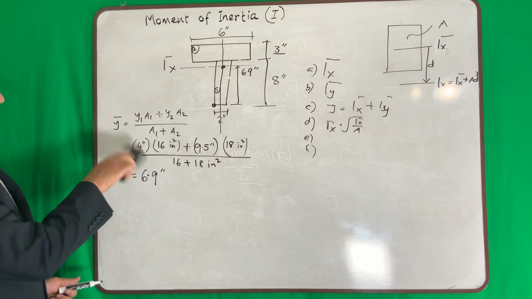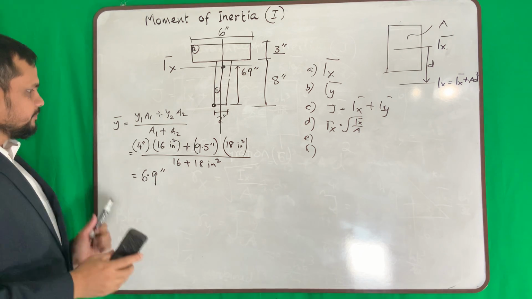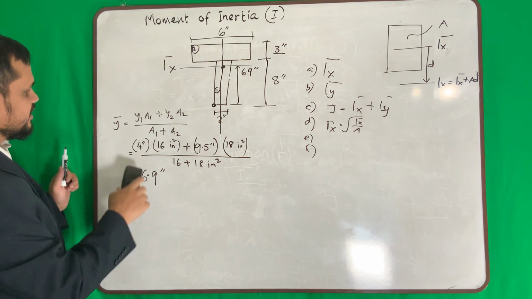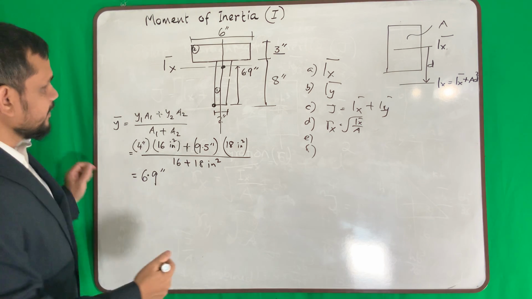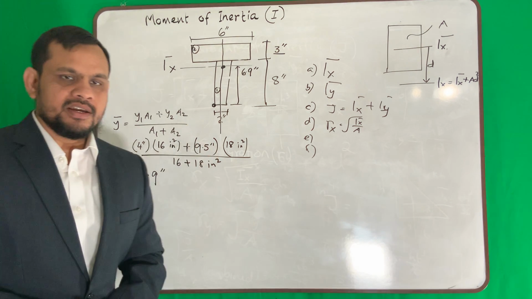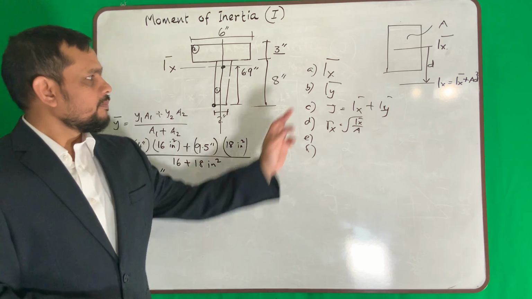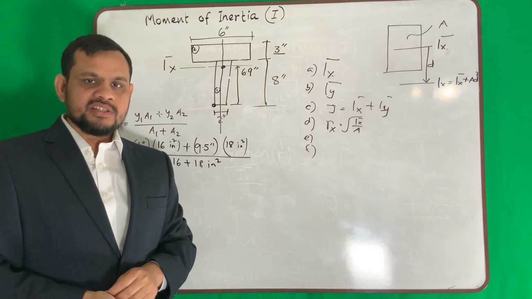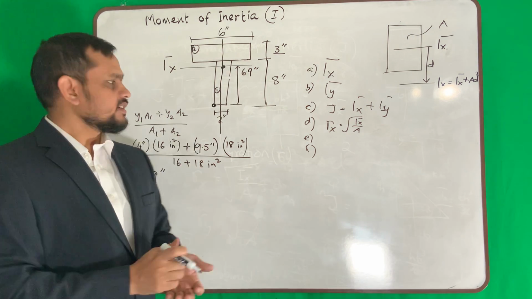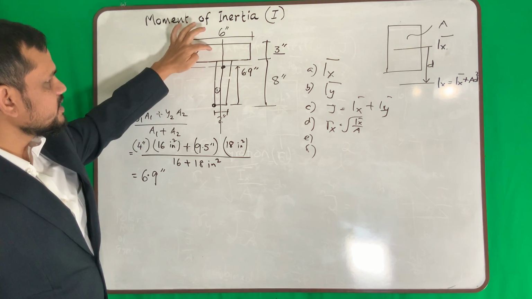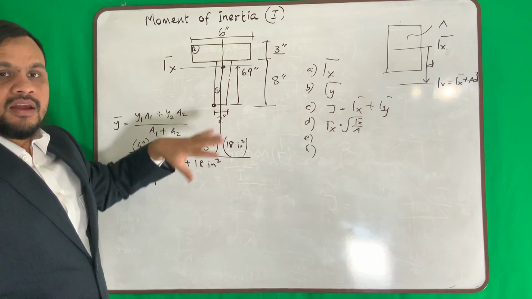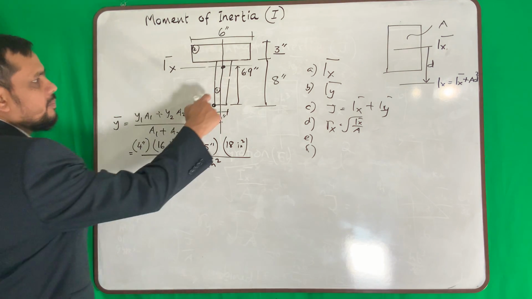Then I will erase this portion because it is done. Oh, maybe I need this value sometime later. Okay, whatever. So let us find the first one, the moment of inertia about the centroidal x-axis, that means this axis. Now I have two parts, one is this, one is that. So we will go part by part.